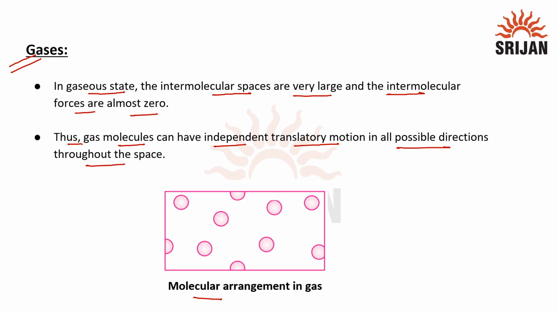Here we have the molecular arrangement in the case of gas. We can observe the molecules of gas. They are far apart from each other. So here we can see that the intermolecular spaces are very large, because of which intermolecular forces are almost negligible. Hence, these molecules can move freely anywhere in all possible directions.